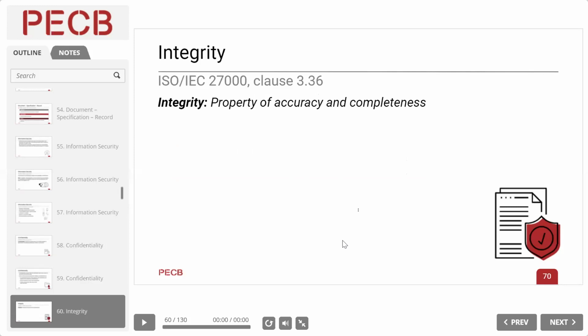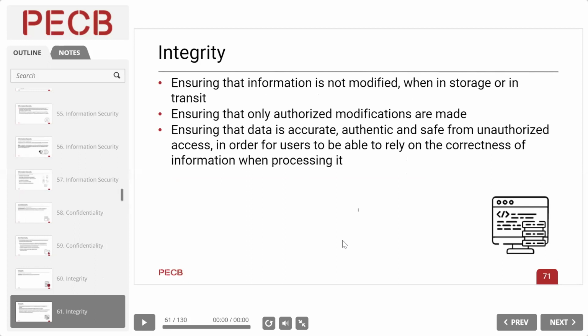Then integrity: the property of accuracy and completeness. We need to ensure that information that we are using is accurate, is true, and is complete. Remember that as an organization, this is the information that we are using to form decisions, so it's important that it is of integrity at all times. By integrity, we also need to ensure that information is not modified without proper authorization. So those are all the things that we need to be checking.